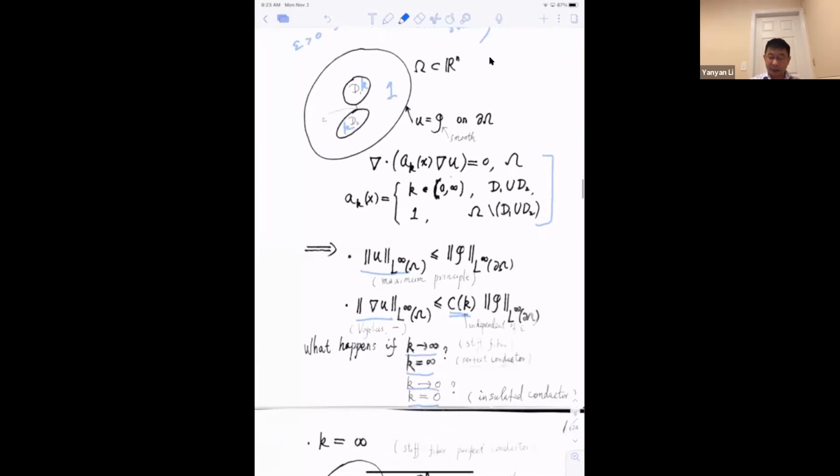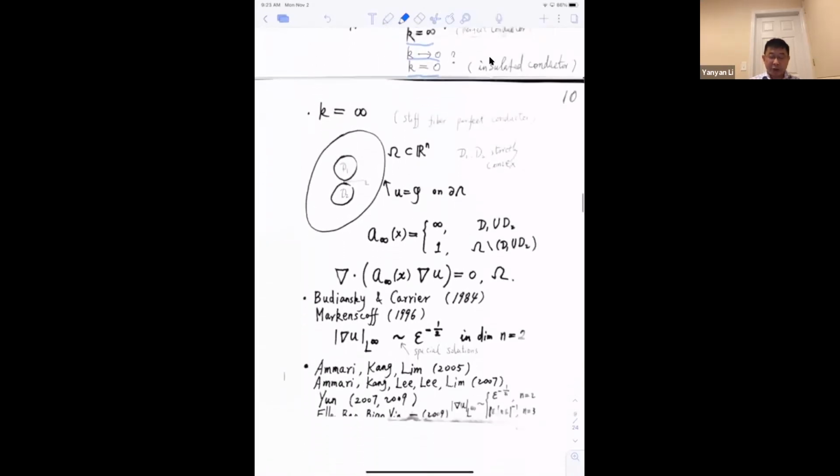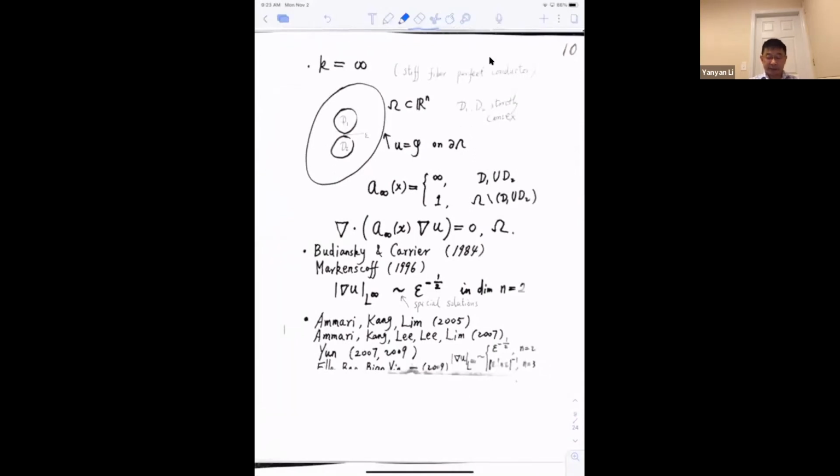So for the conductivity, K equal to infinity is the perfect conductor case, and K equal to 0 is the insulated conductor case. Here the results stated do require strict convexity. Otherwise the rate will be different, but one can also capture the rate. So let's first start from K equal to infinity. So inside two balls we have infinity, and outside one.